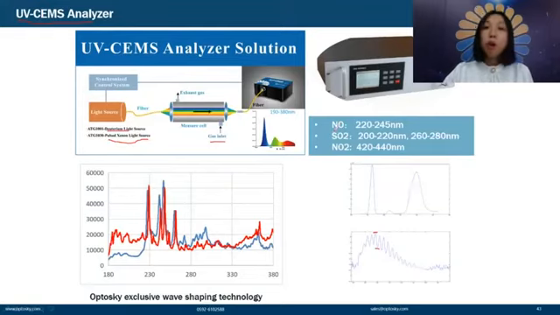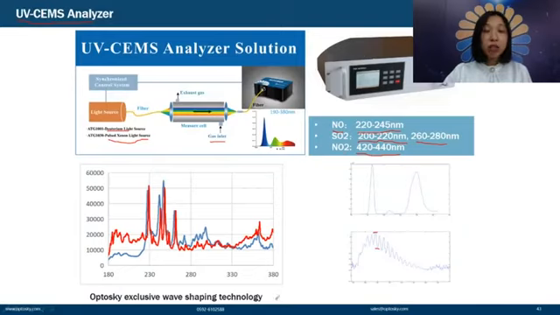So for the smoke, we have oxygen nitrogens, mainly for the 220 to 245 nanometers, and we have sulfide oxygens covering from 200 to 220 nanometers, or 260 to 280 nanometers, and we also have oxygen nitrogens covering from 420 to 440.